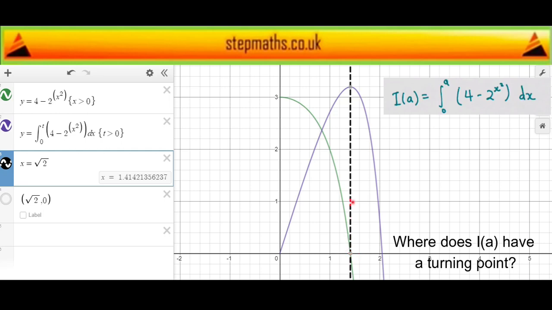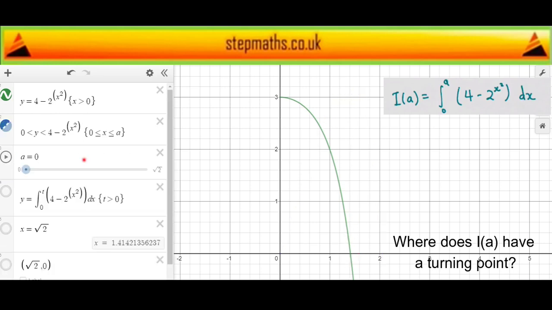Now, why is that? Here's our original graph again, y equals 4 minus 2 to the x squared. And the area we're actually considering, we can consider as this. So we're basically working out the area of the blue shaded region as a varies, where a will be this point here at the boundary.